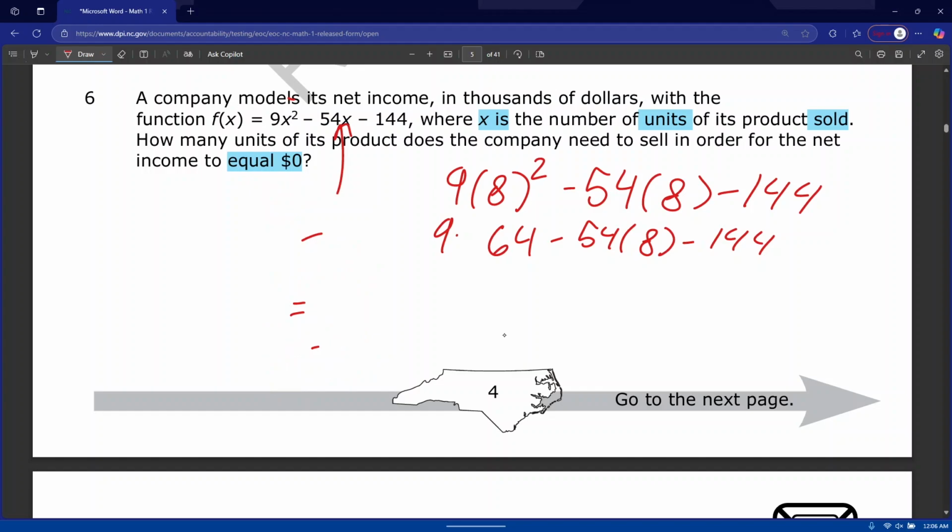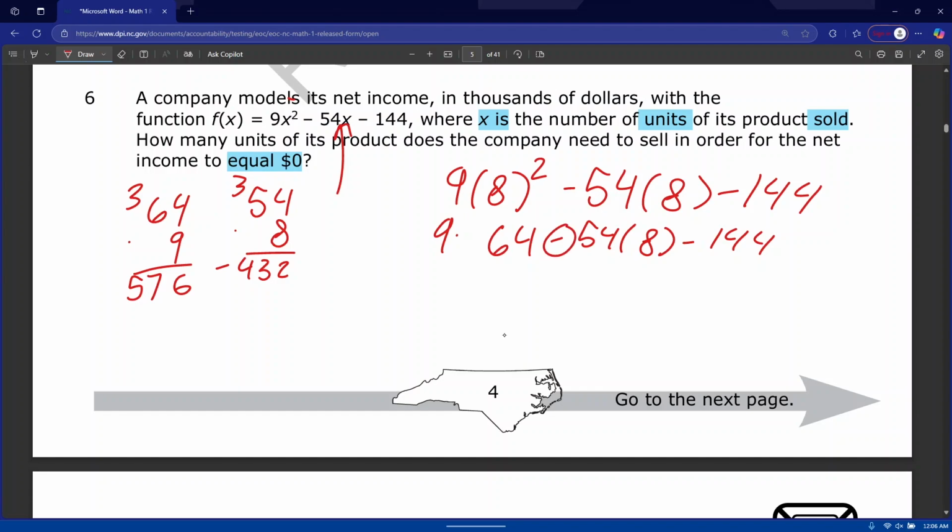Let's erase this stuff. 64 times 9. 9 times 4 is 36. We carry the 3 over here. 9 times 6 is, let me think about it, 54. So we get 576. And 54 times 8, that's 32. Carry the 3 over here. That is 432, and it's negative 432 because of this right here.